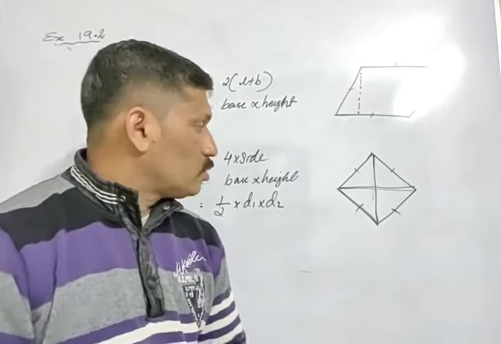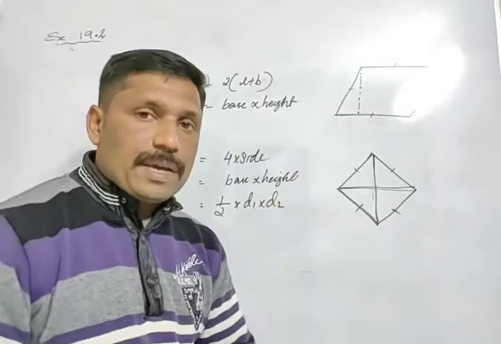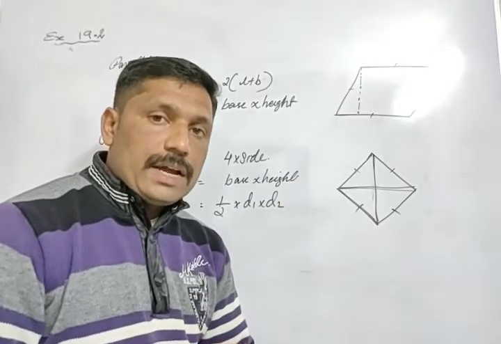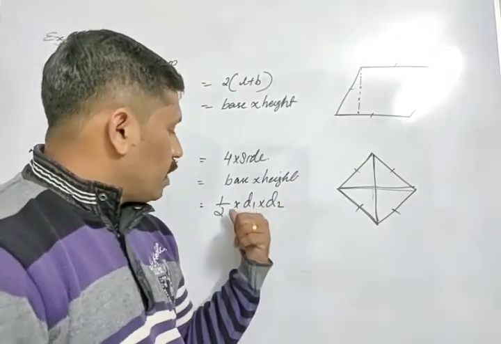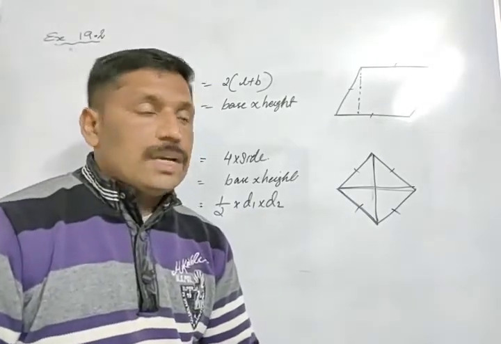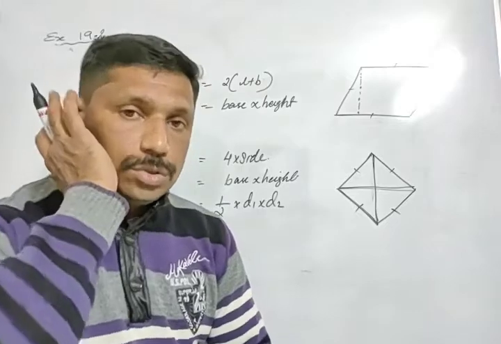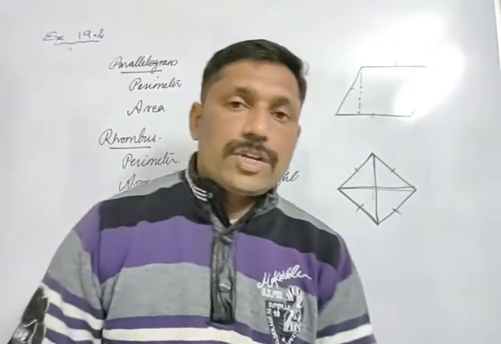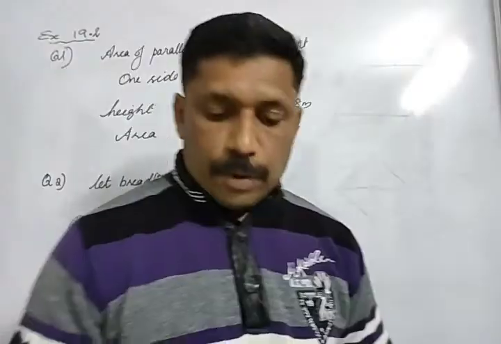Sometimes in questions, instead of base and height, diagonals will be given. At that time we can find the area by using this formula, half into d1 into d2. These are the formulas that we are going to use in this exercise. So everybody study these formulas. Now we move to the first question of 19.2.